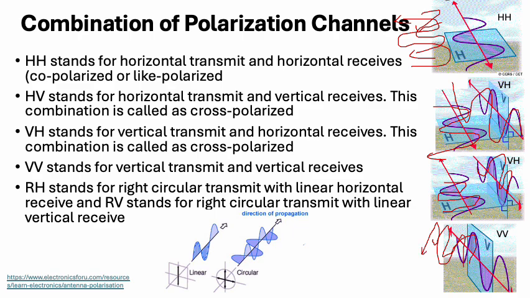If the transmitting and receiving antenna is the same, then HV and VH give the same information. So those systems are known as monostatic systems. Now there are two more combinations which are used by a few satellites, called RH and RV. RH stands for right circular transmit with linear horizontal receive, and RV stands for right circular transmit with linear vertical receive.